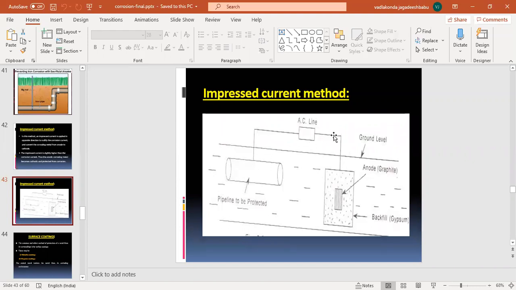terminal of the battery will be connected to a neutral electrode, maybe of graphite or platinum, so that this will act as the anode, whereas our pipeline will act as the cathode. And this is also one of the methods. Now when we are applying the current, what will happen? As our pipeline is cathodic, it will be protected from corrosion, whereas the neutral graphite or platinum will act as the anode and it will be corroded. And after corrosion we can replace this graphite with a new piece.